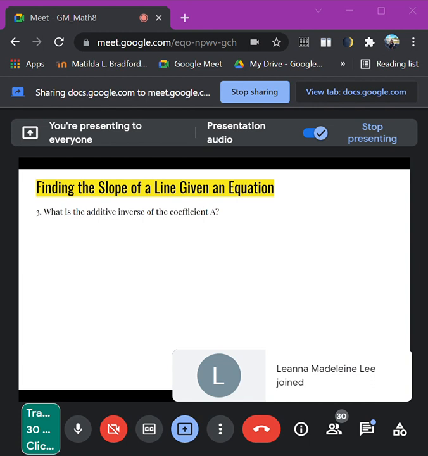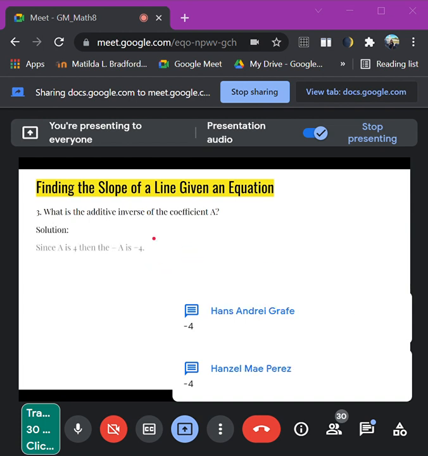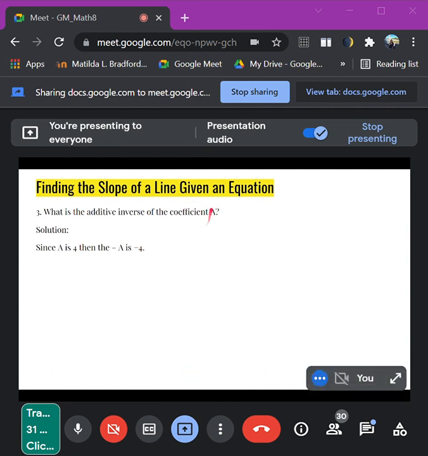What is the value of the 4? Okay, very good. That is negative 4. So we will get the inverse of the coefficient A. Then you are going to get the ratio of the coefficient of the additive inverse to the coefficient of B. When we say ratio, you can divide. So you will have there negative A over B.